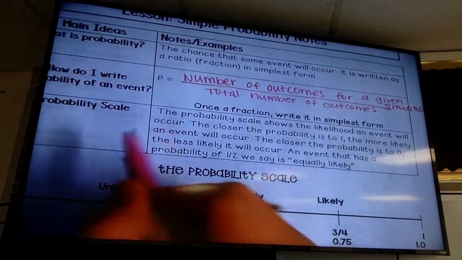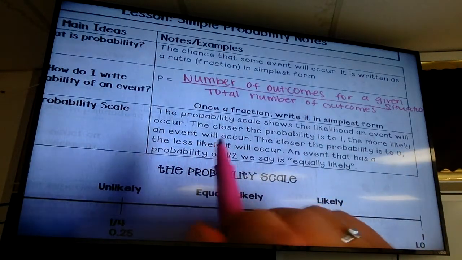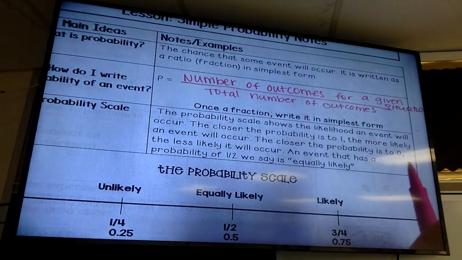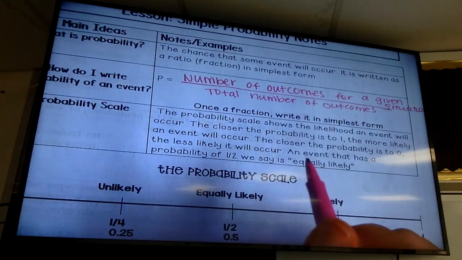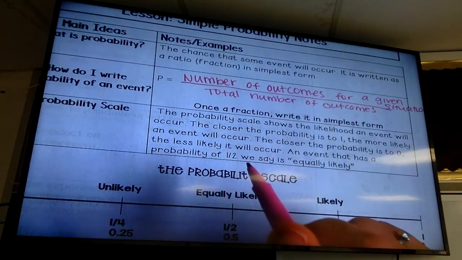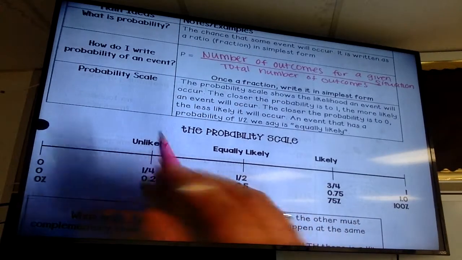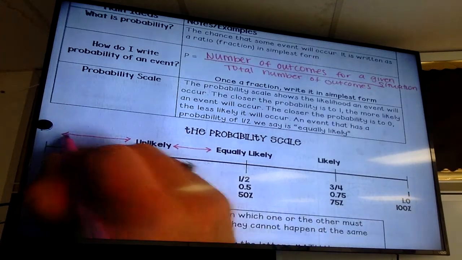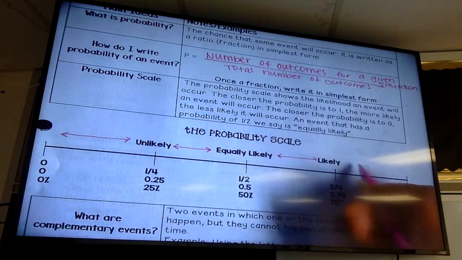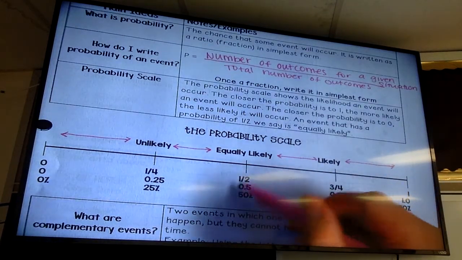So then we have something called a probability scale. And the probability scale shows the likelihood an event will occur. The closer the probability is to 1, the more likely an event will occur. The closer the probability is to 0, the less likely it will occur. An event that has a probability of 1/2, we say, is equally likely. So here's my probability scale. So I've already labeled anything from here to here we call unlikely. And anything from here to here we would call likely. The only thing that's equally likely is if it's a 50%.